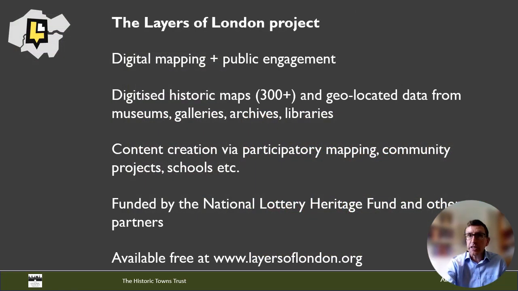The Trust has recently collaborated with a project called Layers of London, which is based at the Institute of Historical Research. And Layers of London has a huge collection of online maps of different kinds, some covering the whole of London, others covering smaller areas such as parishes or estates. And we've worked with lots of partners, including the British Library, the National Archives, Historic England, and many borough archives right across London.